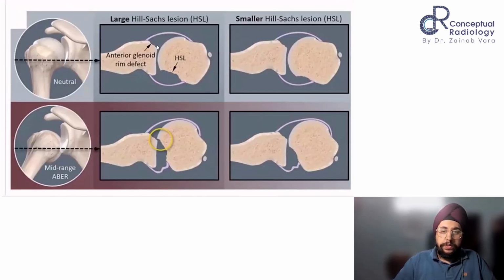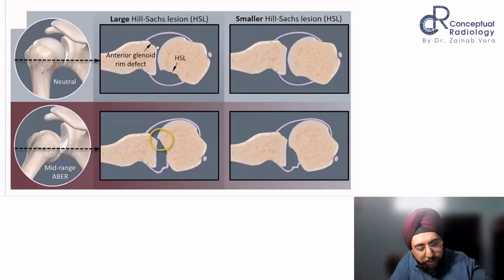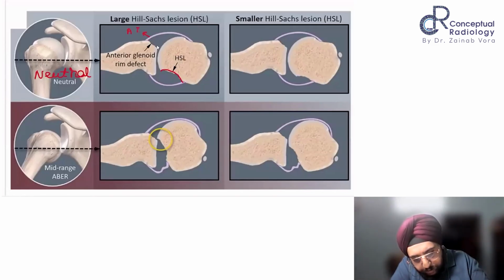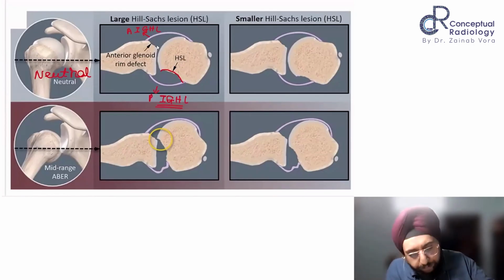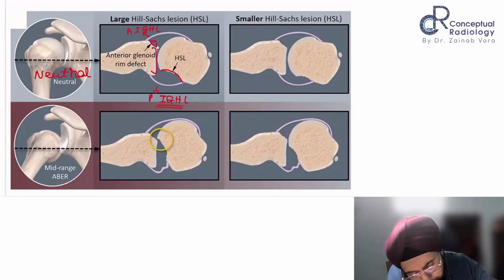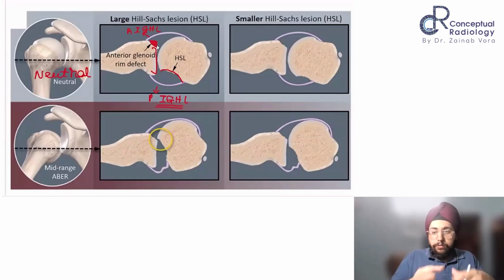So this is the position when you are in the neutral position. This is the location of the Hill-Sachs lesion. These are your anterior band of IGHL and the posterior band of IGHL. Again, these are both passive stabilizers of the shoulder joint. This is your glenoid fossa, and this is your anterior-inferior glenoid bony defect. So during neutral position of the hand, there is no engagement of the Hill-Sachs lesion.